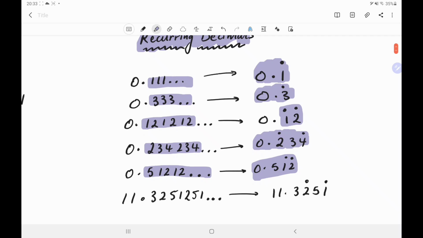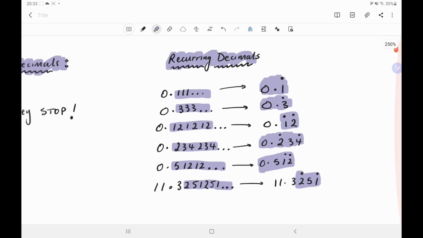And here's a slightly more complicated one. Doesn't look to be recurring from first glance, but you'll see here we have 251, 251, so we put a dot above the 2 and the 1. So all of these are just random examples of recurring decimals. Now what we're going to do is show you a method to change these into fractions.